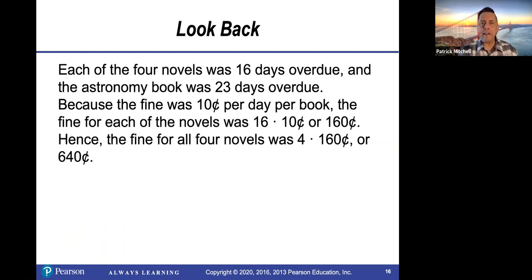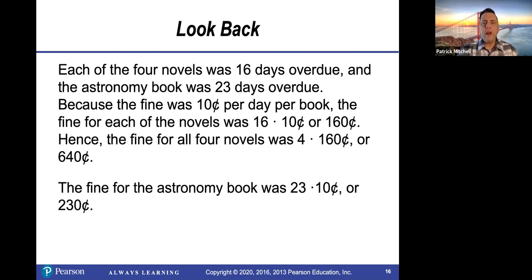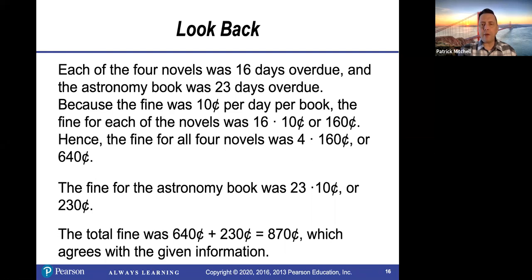So now we'll look back and see if that answer makes sense. Each of the 4 novels was 16 days overdue, and the astronomy book was 23 days overdue. Because the fine was 10 cents per day per book, the fine for each of the novels was 16 times 10 cents, which is 160 cents. Hence, the fine for all 4 novels was 4 times 160 cents, which is 640 cents. The fine for the astronomy book would be 23 times 10 cents, which is 230 cents. And if you add those fines together, you get 870 cents, which agrees with what we were given.